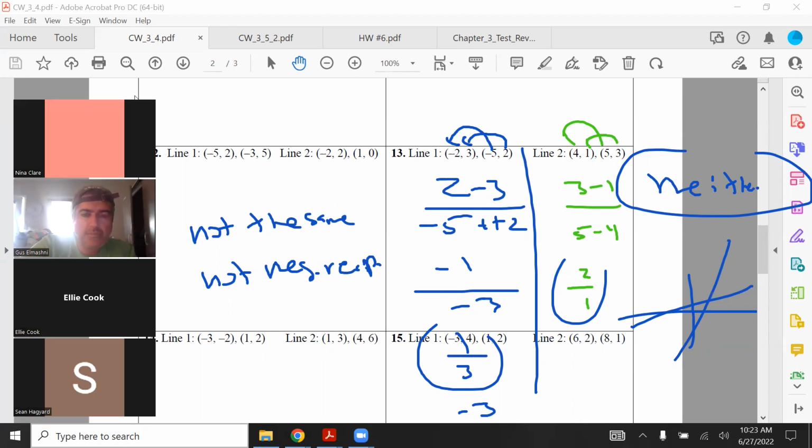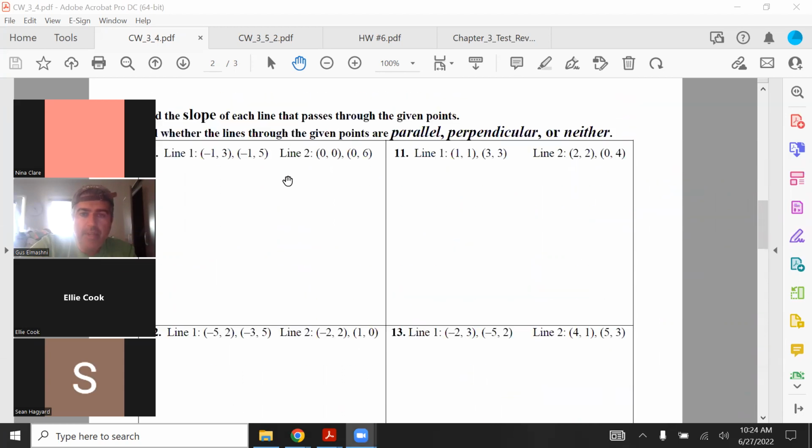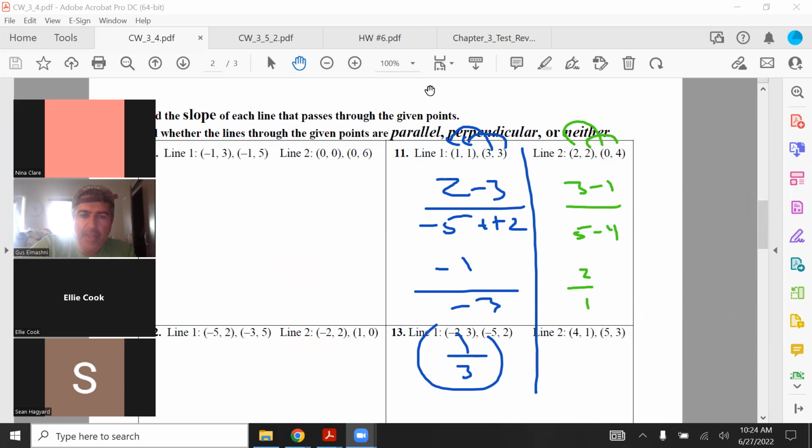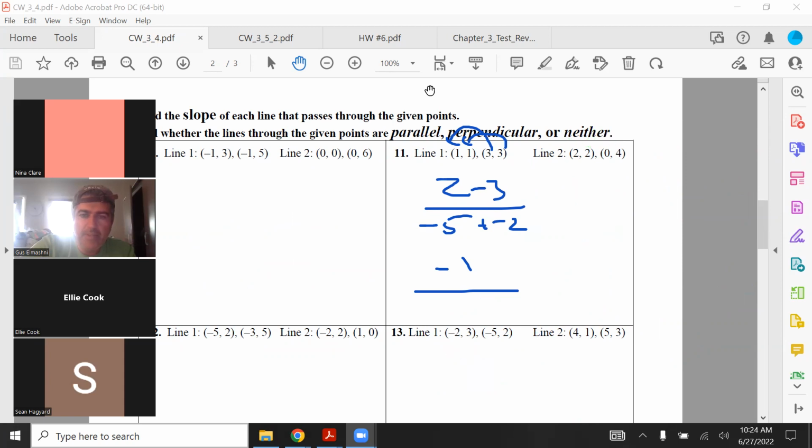What was number 11? Number 11 was perpendicular. And that's because, well, I'm just undoing all my work, so I can show you that again. Oh, there we go. Pretty amazing how it remembers all this.